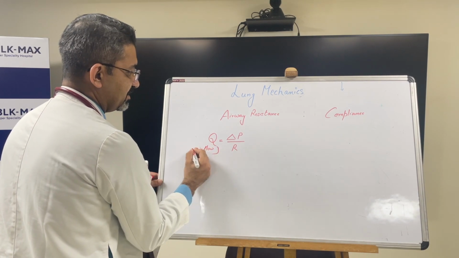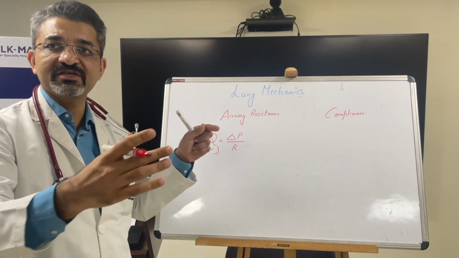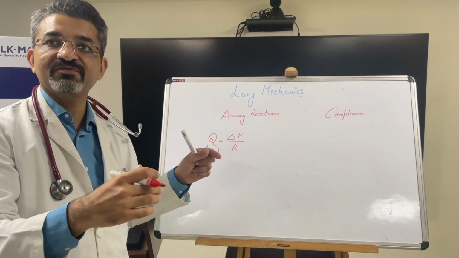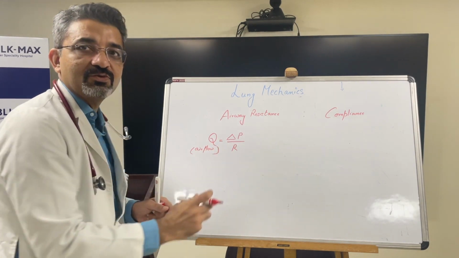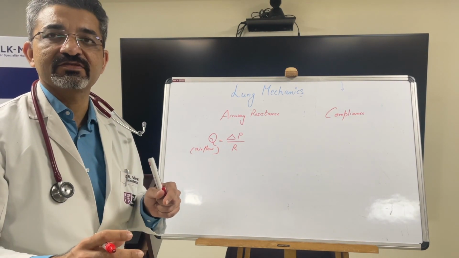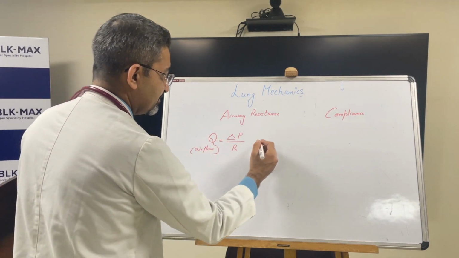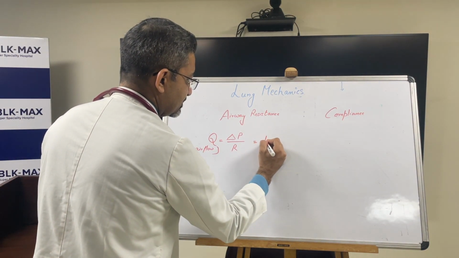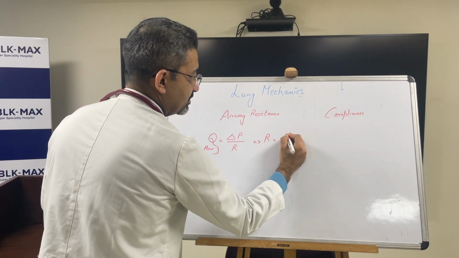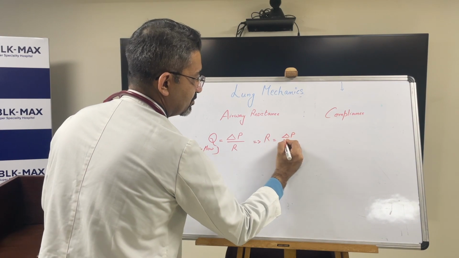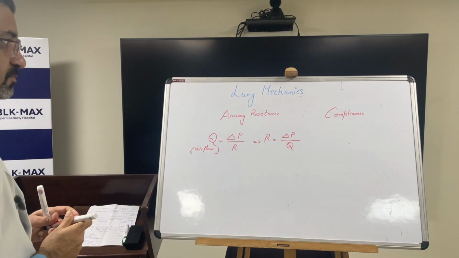This is simple: airflow is directly proportional to pressure difference. The higher the pressure difference between two areas, the faster the flow will be. And it is inversely proportional to the resistance offered by the airways, so the higher the resistance, the lower the flow will be. So you can interchange the variables: resistance is equal to the difference in pressure divided by airflow.